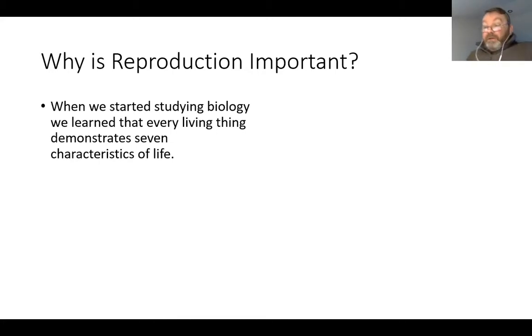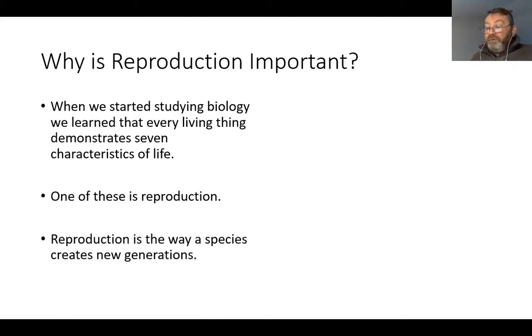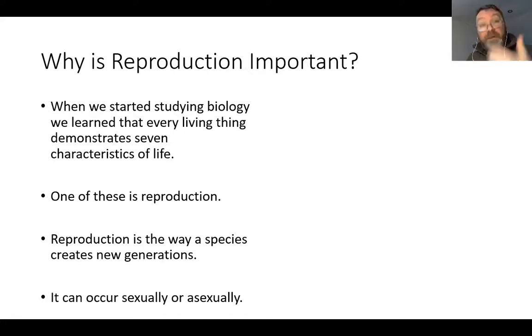When we started studying biology, we learned, as I told you already, that every living thing demonstrates 7 characteristics. Okay? And one of these characteristics that we're going to look at now is reproduction. Reproduction is a way, as I've said already, that a species creates new generations. Now, this can happen in one of 2 ways, okay? It can happen sexually, or it can happen asexually. And what we mean by that is simply based on the number of parents needed to create offspring. So if 2 parents are required to create offspring, male and female, then we would consider that to be a sexual way of reproducing, okay? If only 1 parent is required, then we would call that an asexual way to reproduce.